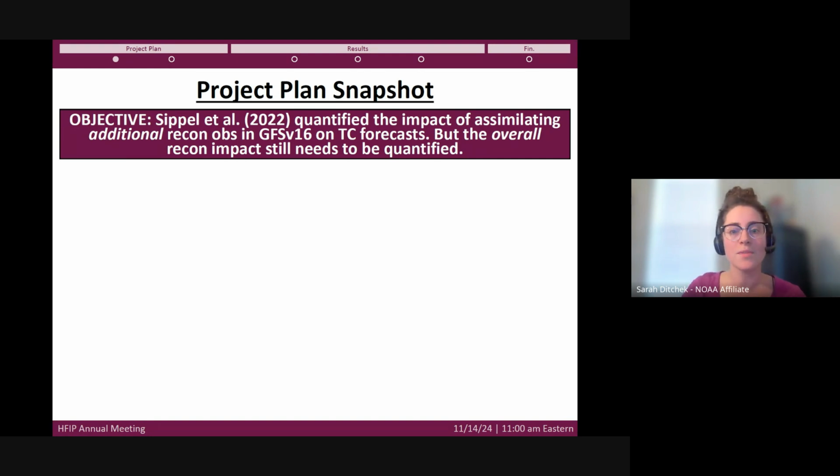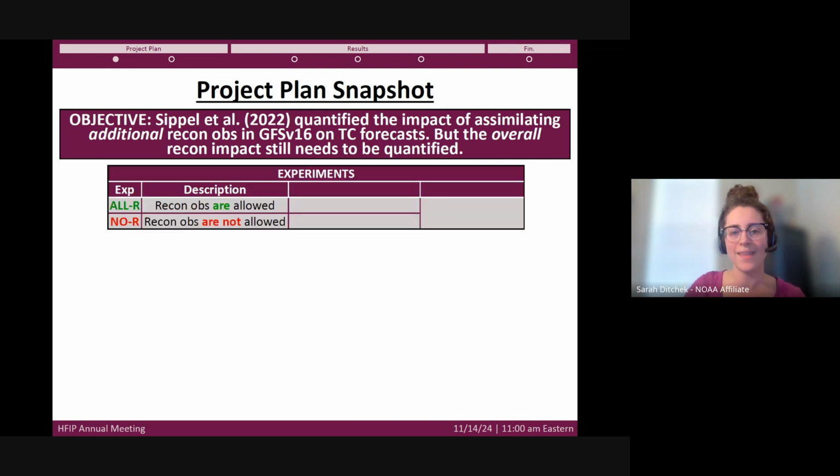And those additional obs included the first time addition of HD obs in GFS, as well as more dropsonde data in the TC inner core. But the overall recon impact still does need to be quantified, and that's where this project comes in. To do that, there were two model experiments run, one that allowed recon obs called all R, and one that did not, called no R. And since no other differences were allowed, the differences in the model output highlight the impact of the recon.